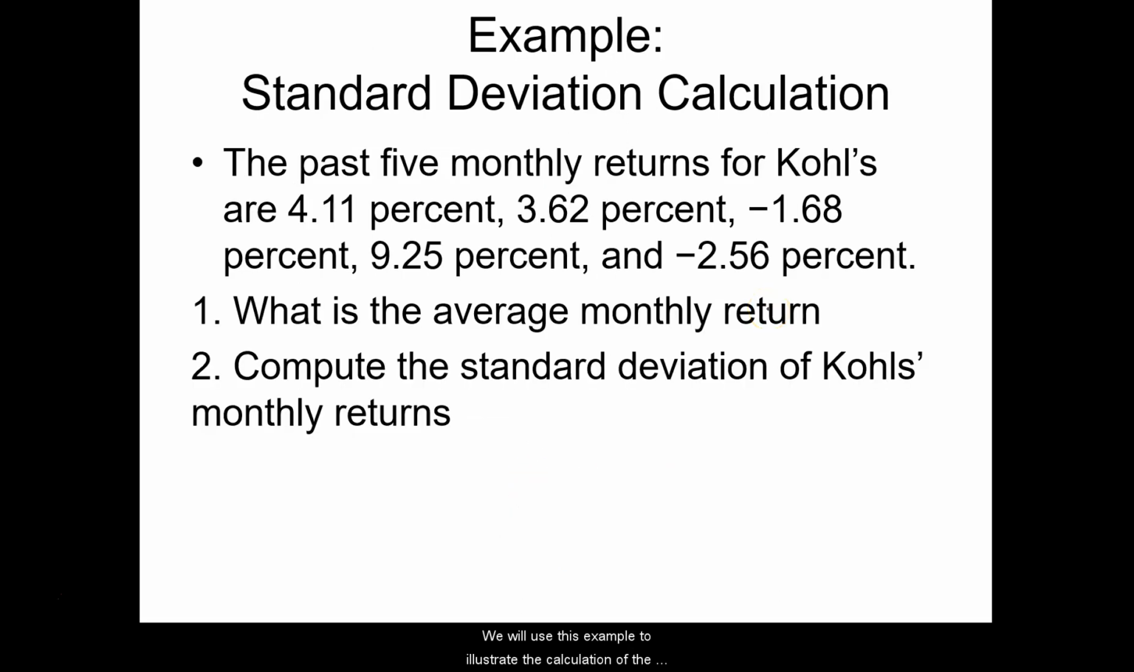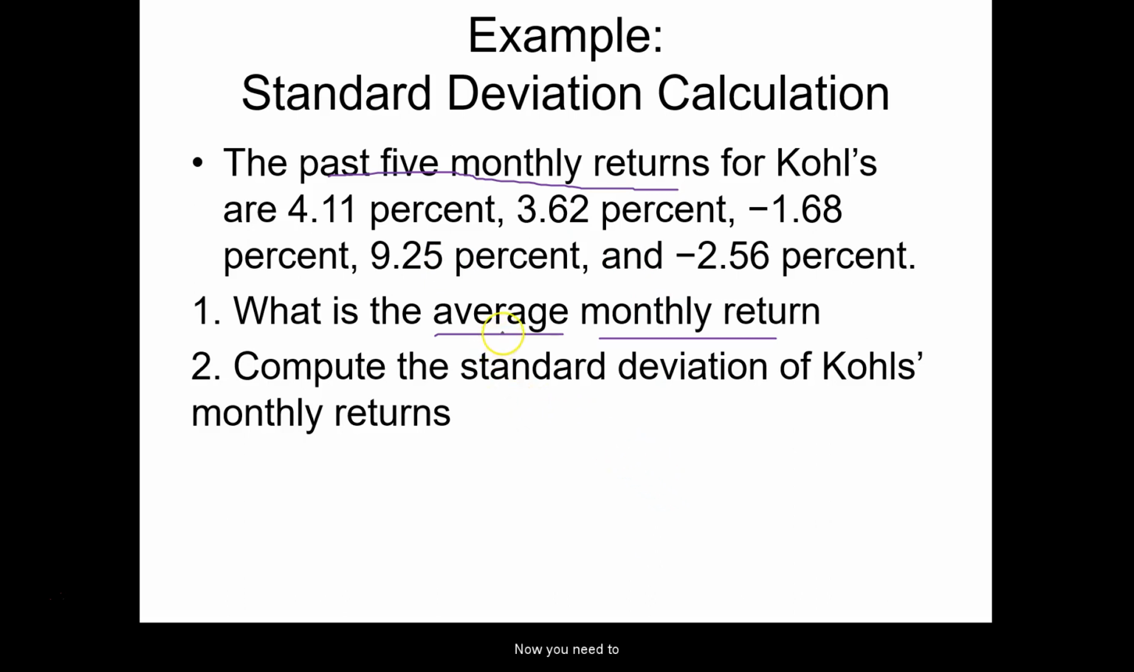We'll use this example to illustrate the calculation of the standard deviation. Here we have the past 5 monthly returns. 5 numbers here, or what we would call in statistics 5 observations. Each observation is a past monthly return data point. So when we have these 5 different numbers, the first question is, what is the average monthly return across the past 5 months? That actually would be simple. If we want to calculate the average, we just need to add up the 5 numbers divided by 5. That would give us the average return.